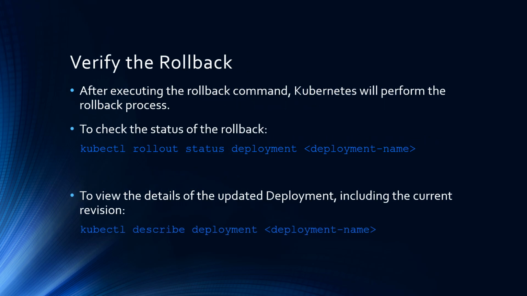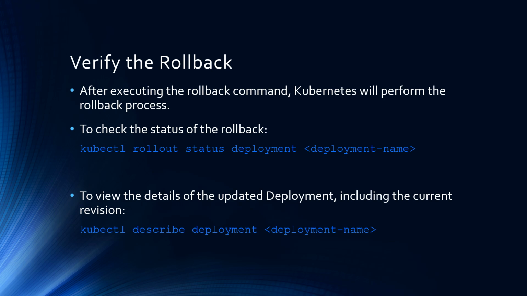Verifying the success of a rollback operation is just as crucial as the rollback itself. In DevOps, we never assume an operation was successful without verification. Let's discuss the essential commands and processes for ensuring your rollback was completed correctly and your application is functioning as expected. The kubectl rollout status command is your first line of verification.